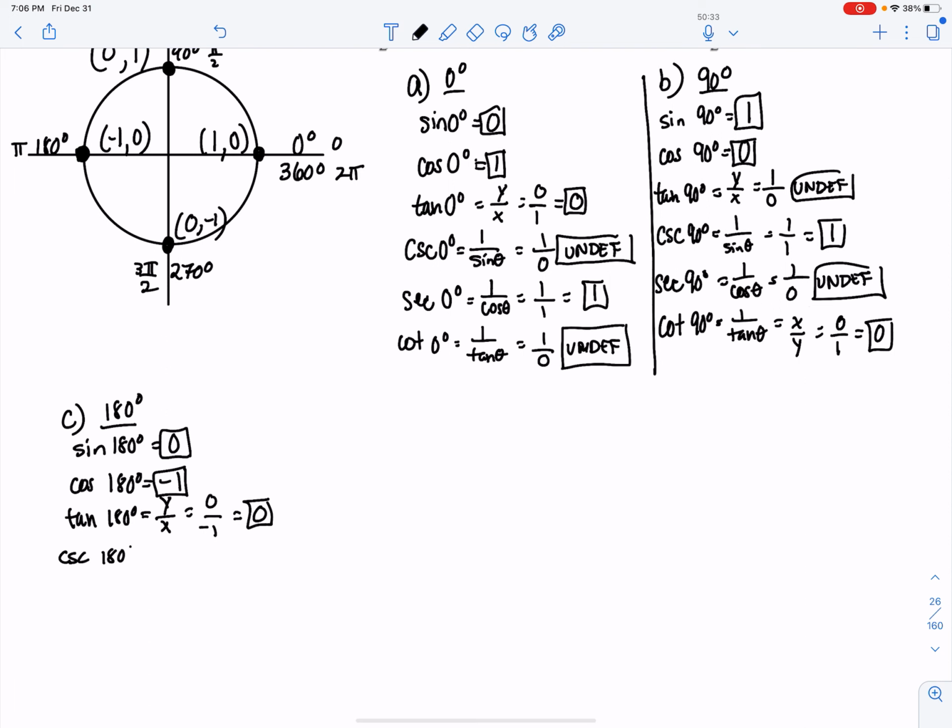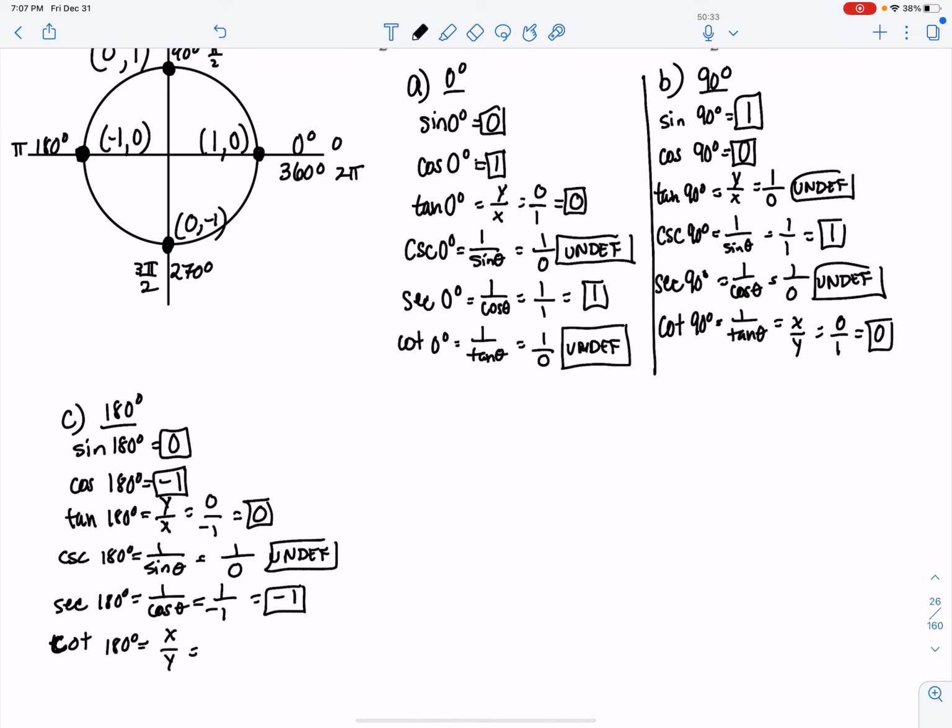Cosecant is the reciprocal of sine. So I'm going to take 1 over 0, that's undefined. Secant of 180 degrees is a reciprocal of cosine. So I take 1 over negative 1, which is negative 1. And then cotangent, it might be best when you do cotangent to just take x over y. So if we take x over y, we get 0 over negative 1, which is 0.